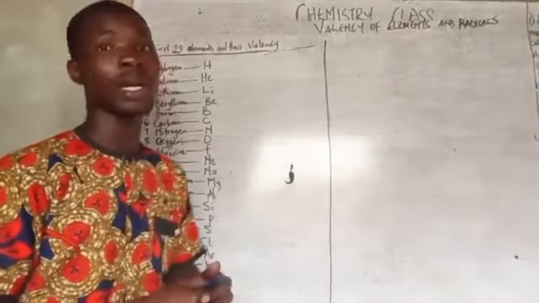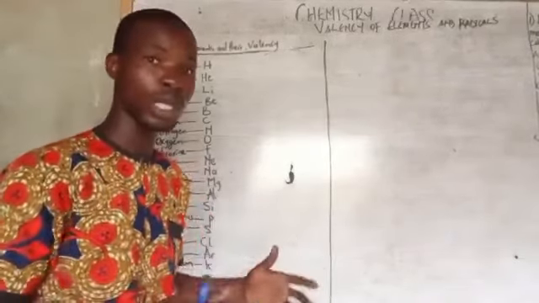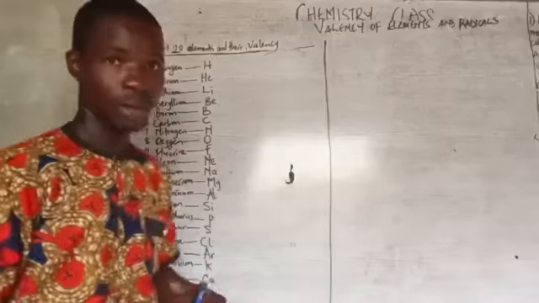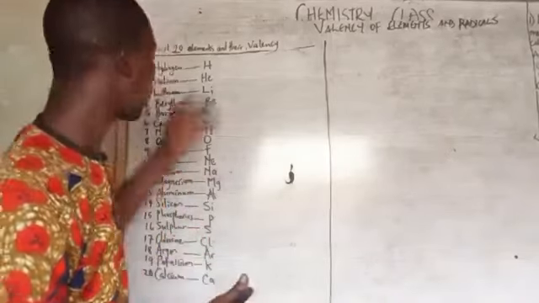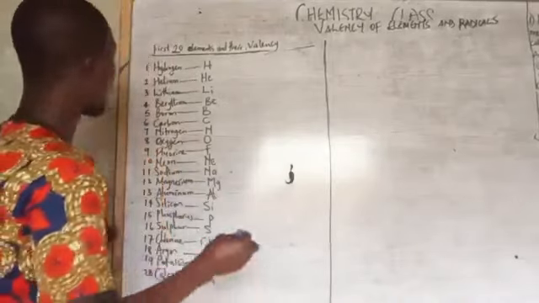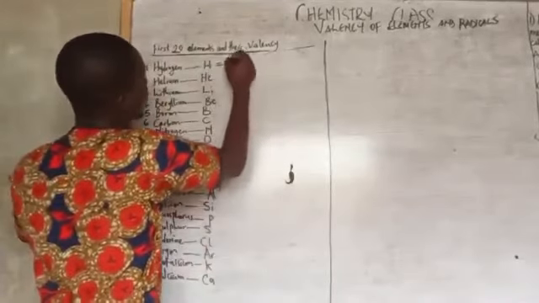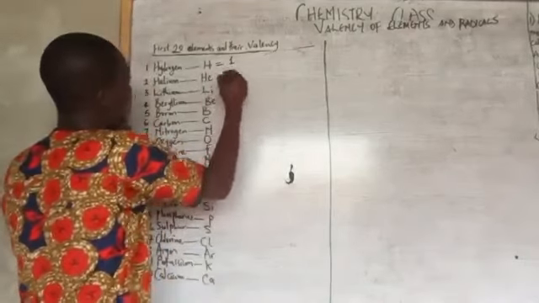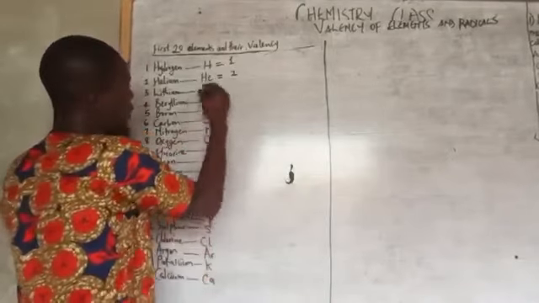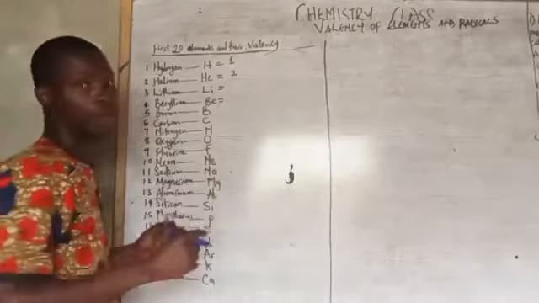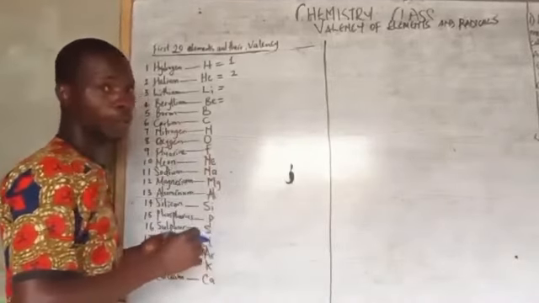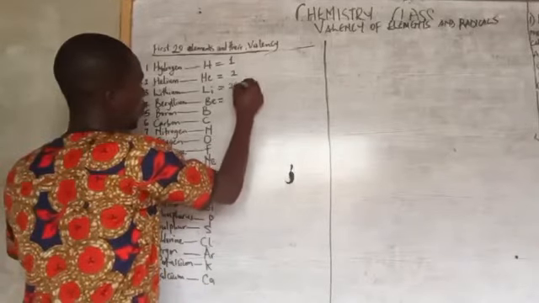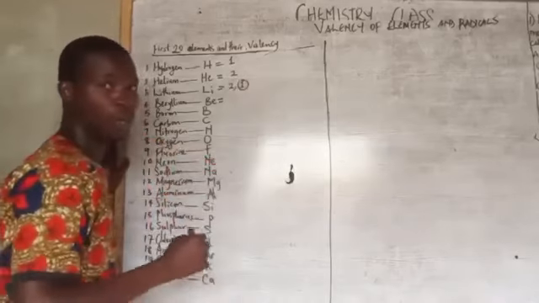Valency and valence electron are always interwoven, so we need to understand the difference between the two. Let's see the valence electron configuration using the shell process for all these 20 elements. For hydrogen, the valence electron is 1. For helium, the valence electron is 2. For lithium, the valence electron is 1. However, let's see the configuration to figure out the valence electron: 2, 1. So the valence electron is 1.